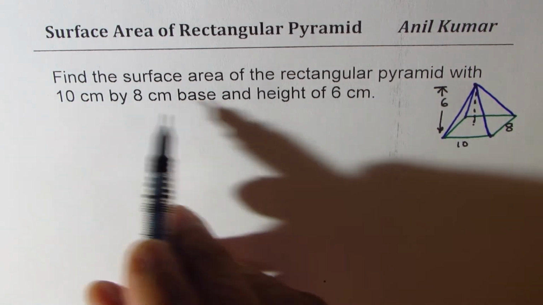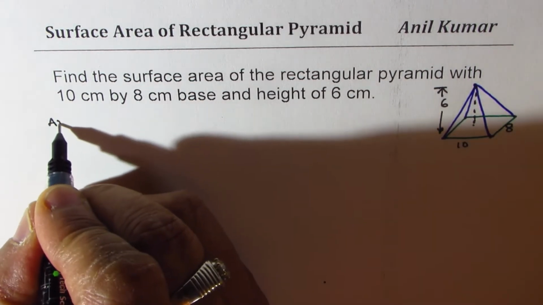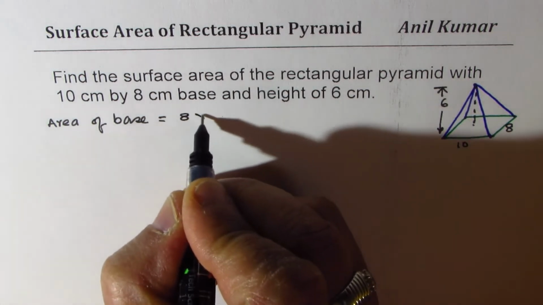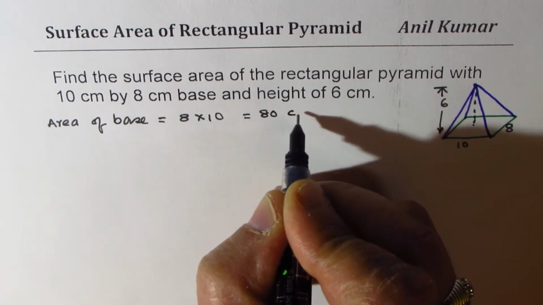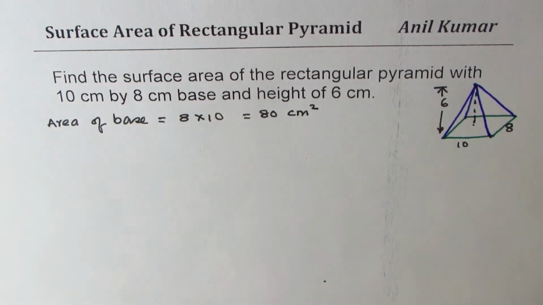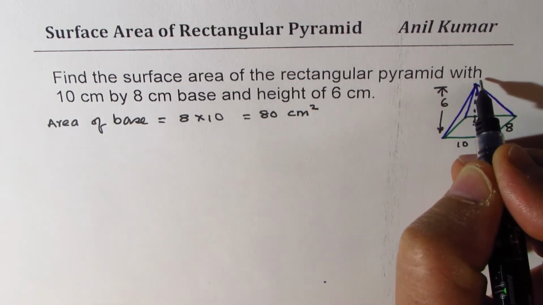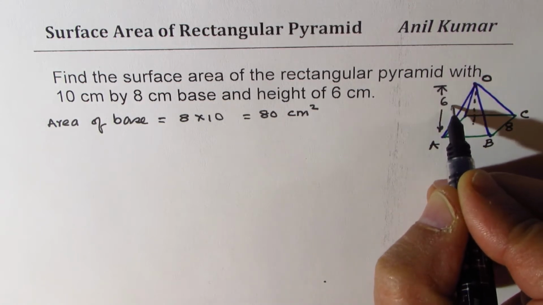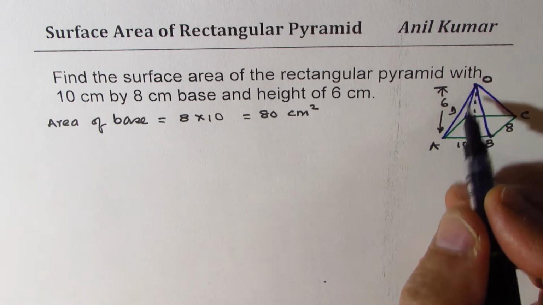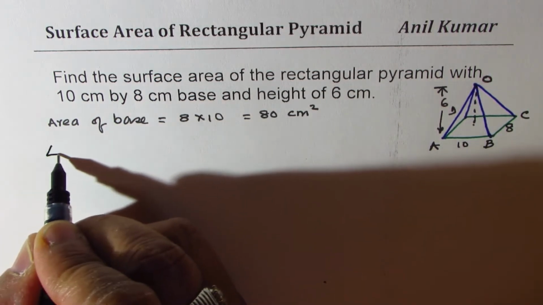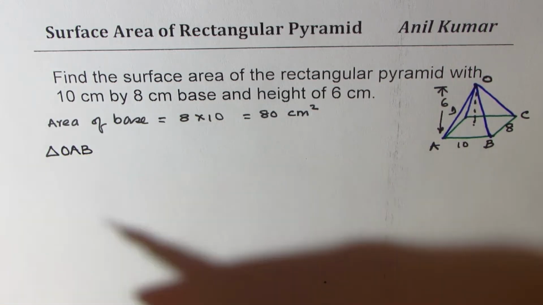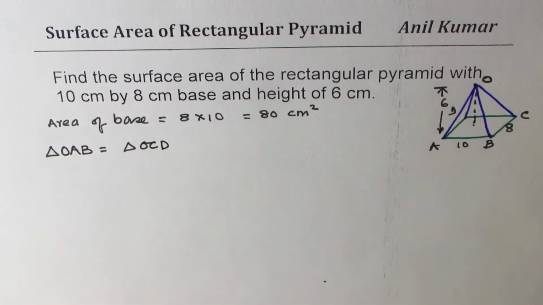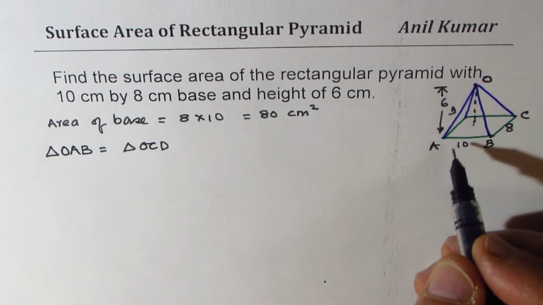Now as you can see, total surface area is area of the base. So first we need to find area of base, which is 8 times 10 or 80 centimeters square. That is one part. Now we need to find area of the triangles. So let me just name, let's say this point here is O and here we have A, B, C and D. Okay. So as you can see, two of the triangles have similar area. So the triangle OAB area is same as the triangle OCD.